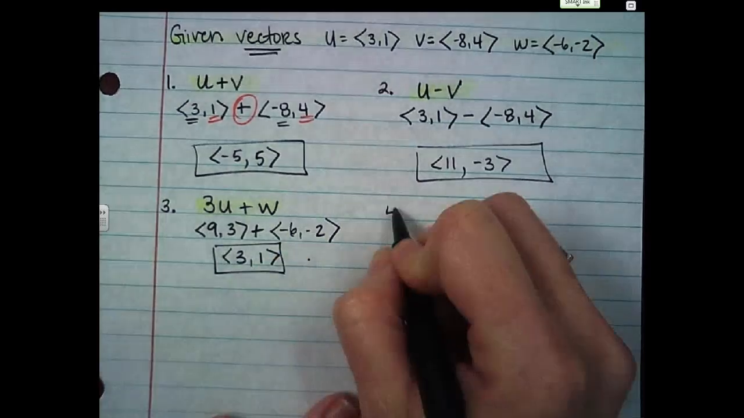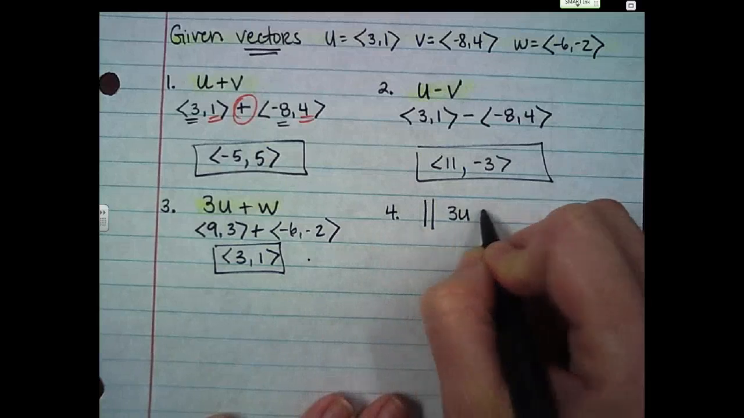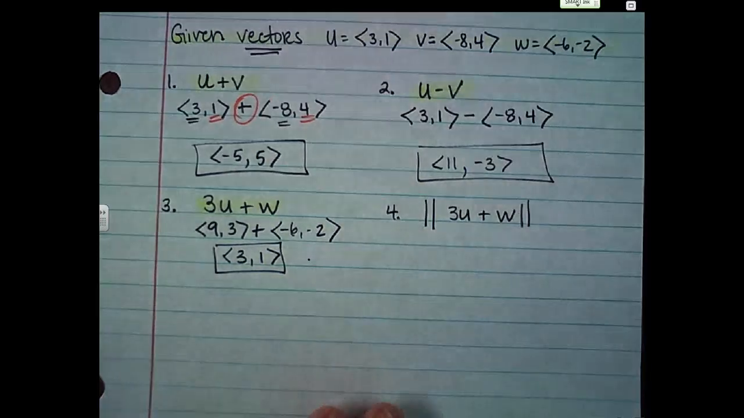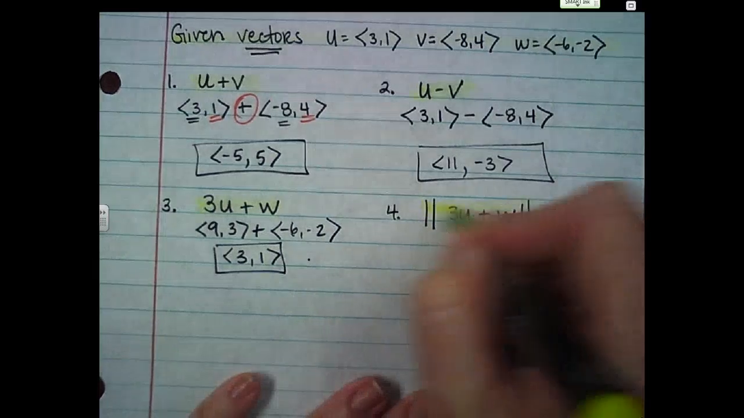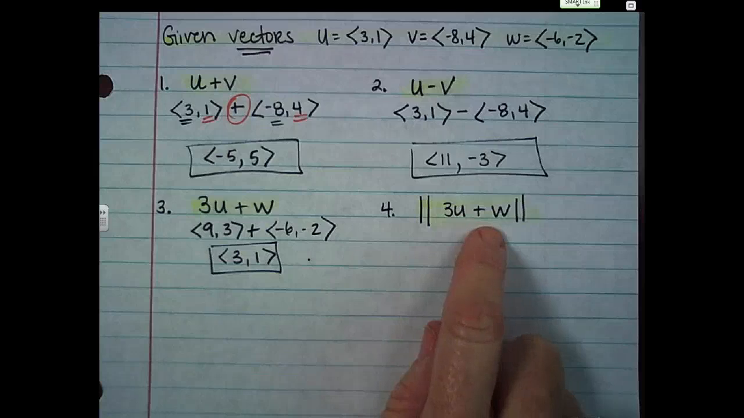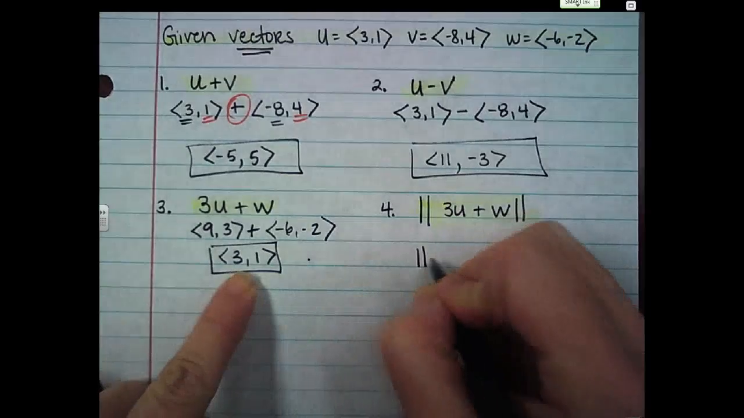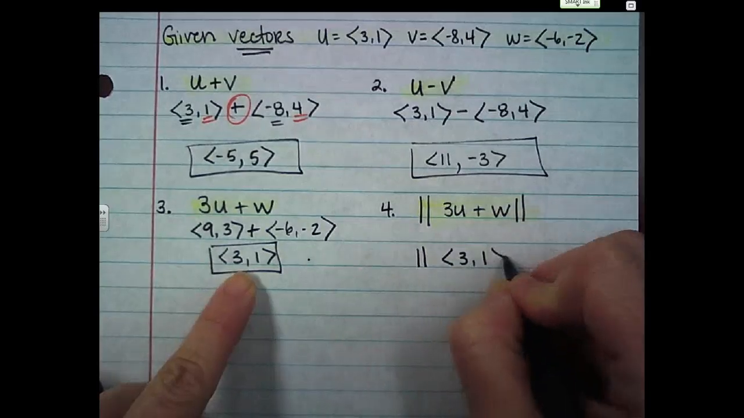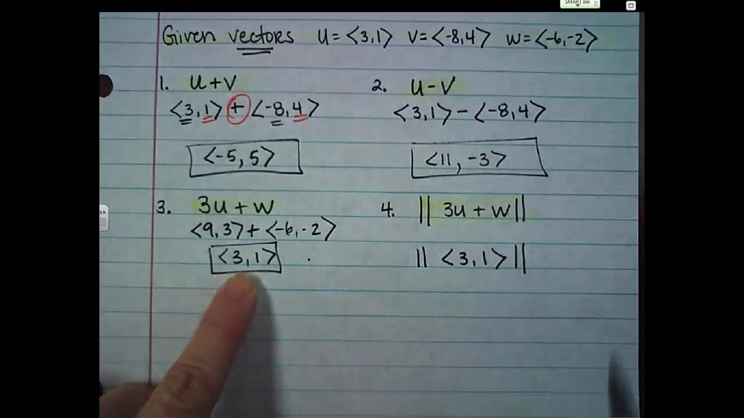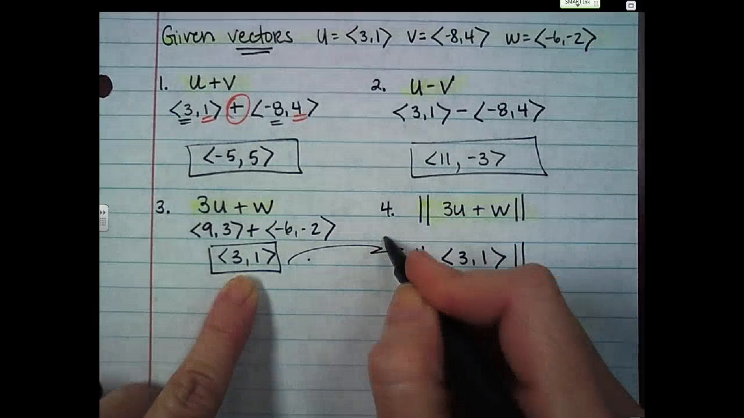Number 4. Number 4 is asking for the magnitude then of that value, 3u plus w. The magnitude. Now, have you already found 3u plus w? Right, you already know it. It's right here. Okay? So then what I really want is just the magnitude of 3, 1. Correct? It came from this part right here.